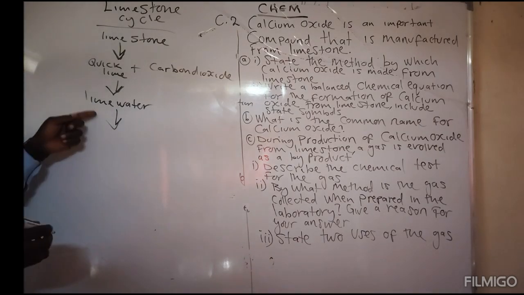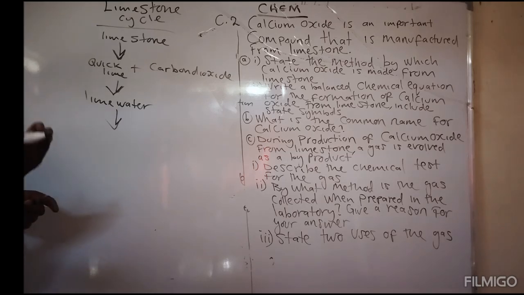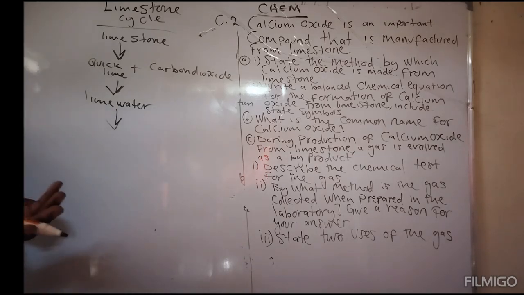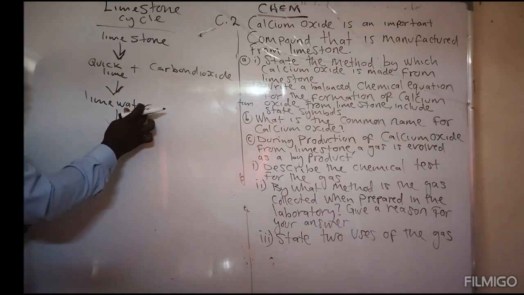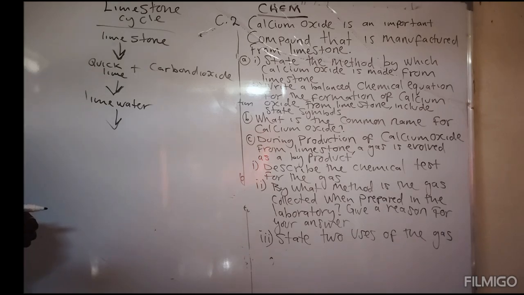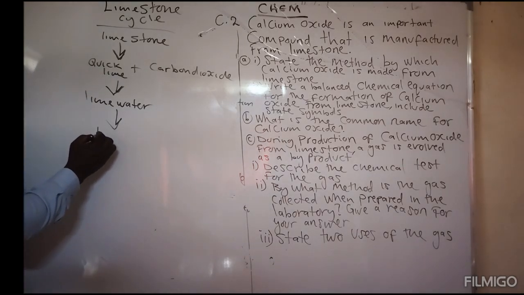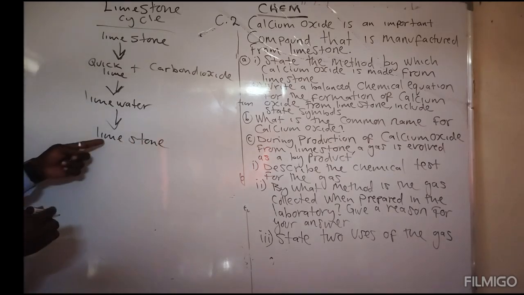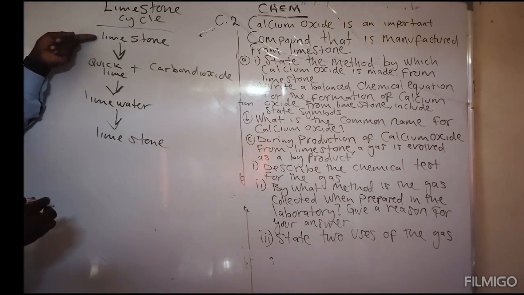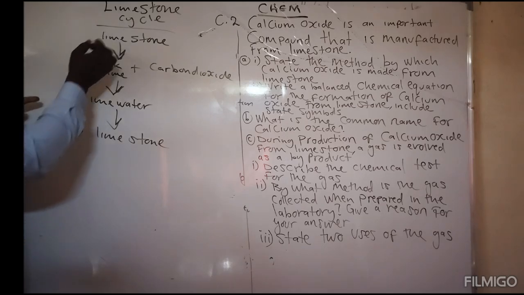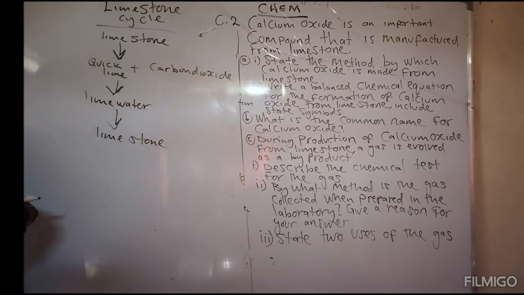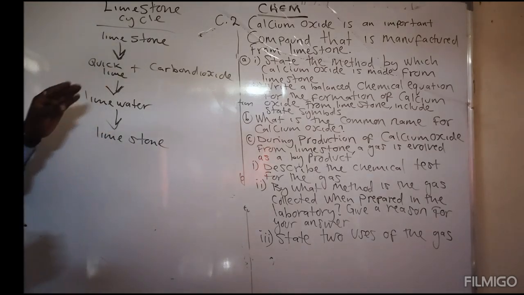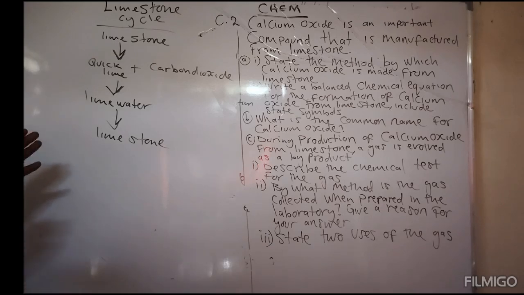Again, with the same lime water, you also test the presence of carbon dioxide by blowing carbon dioxide into what? Lime water. Then you end up now having what? Limestone. So limestone was our initial stage, meaning we are back to the first stage there.